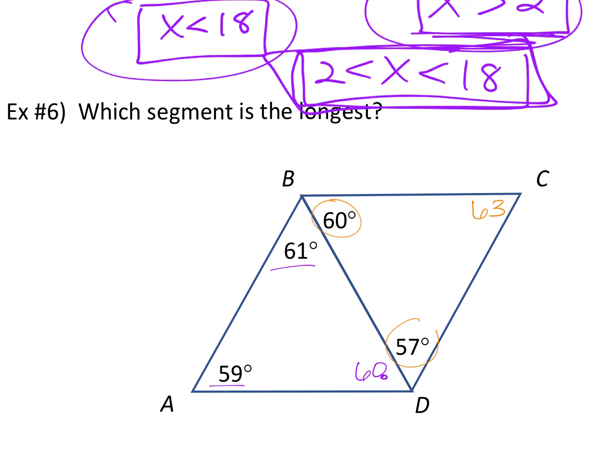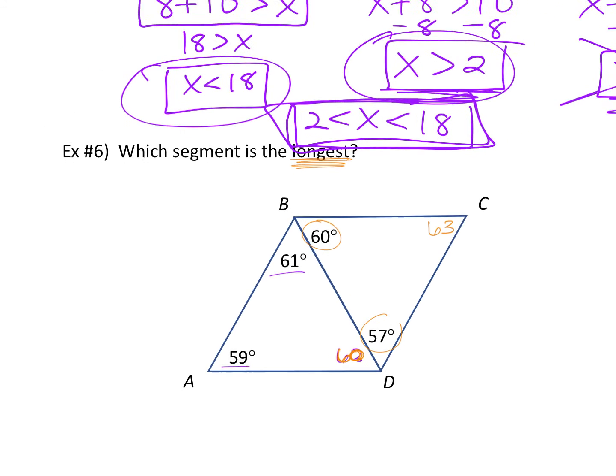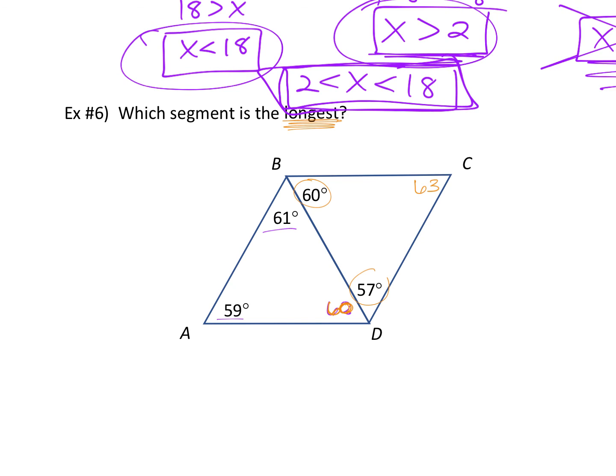Okay. Which segment is the longest? It's not a trick question. Feels like a trick question. That's 60. BC. BD. I say BC. You're both wrong. Yours is straight. BC. No, not BC. AD.